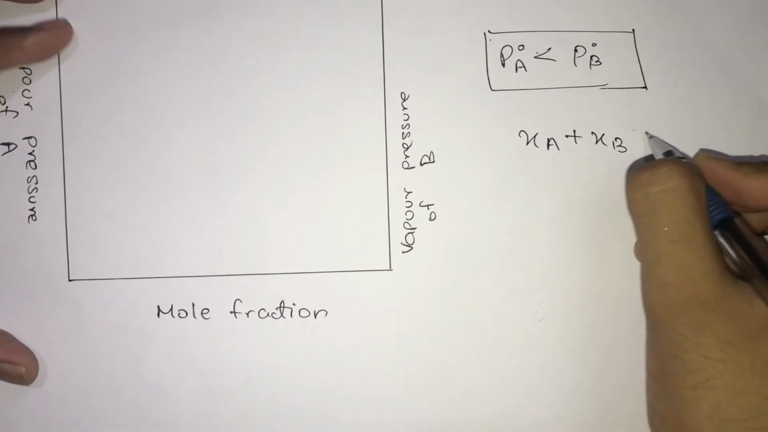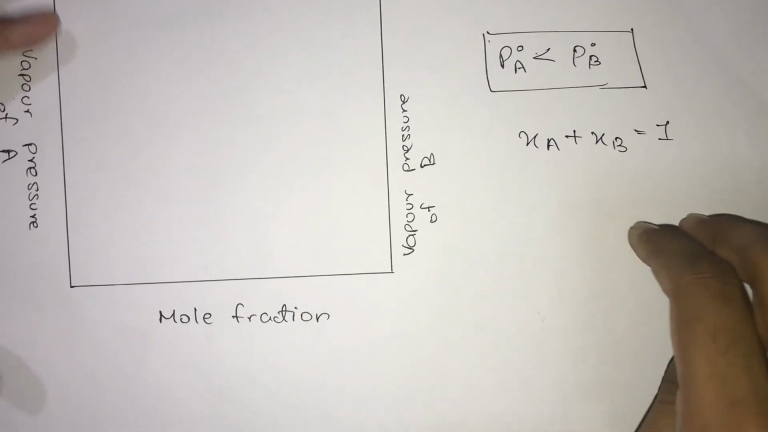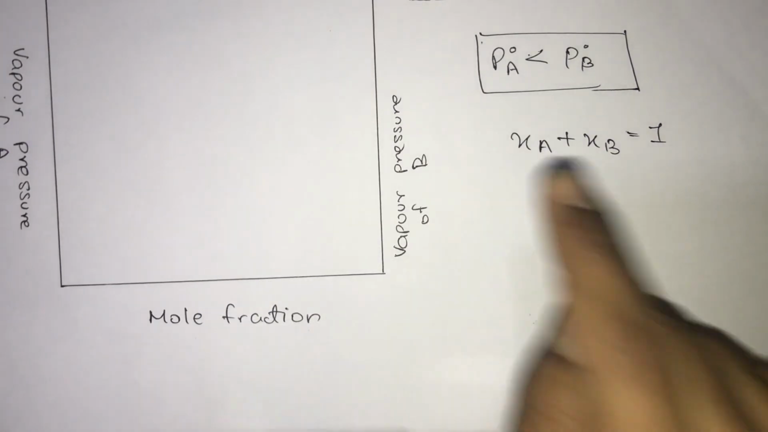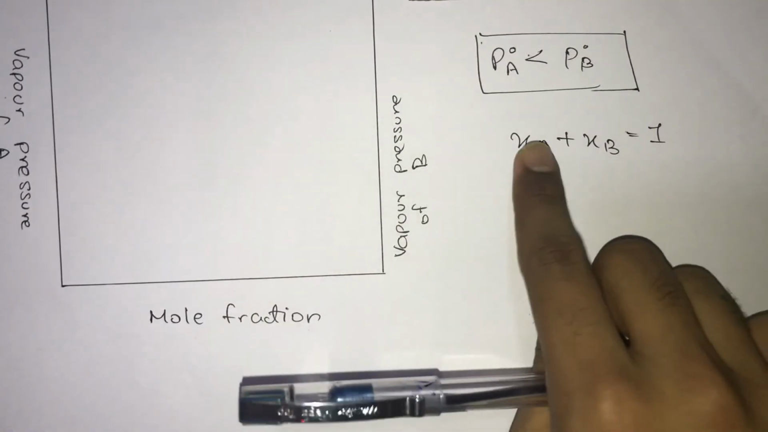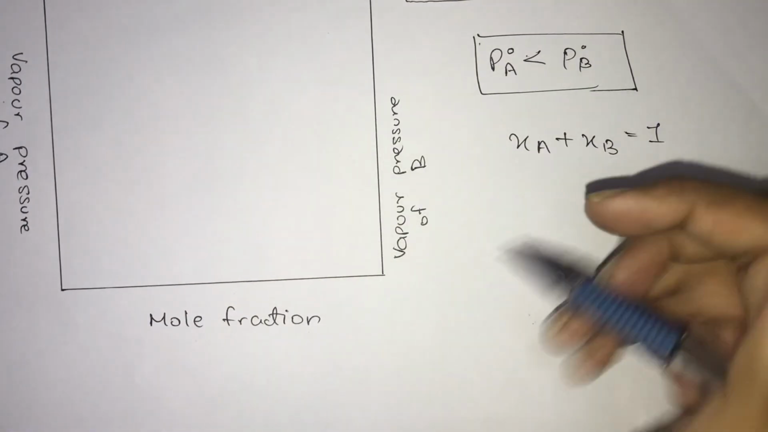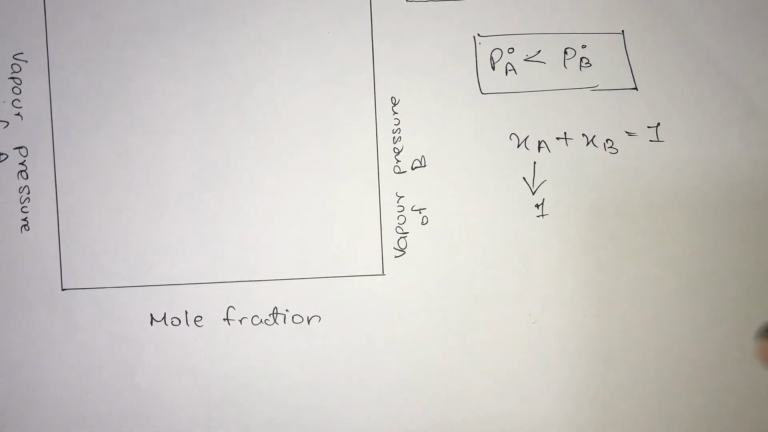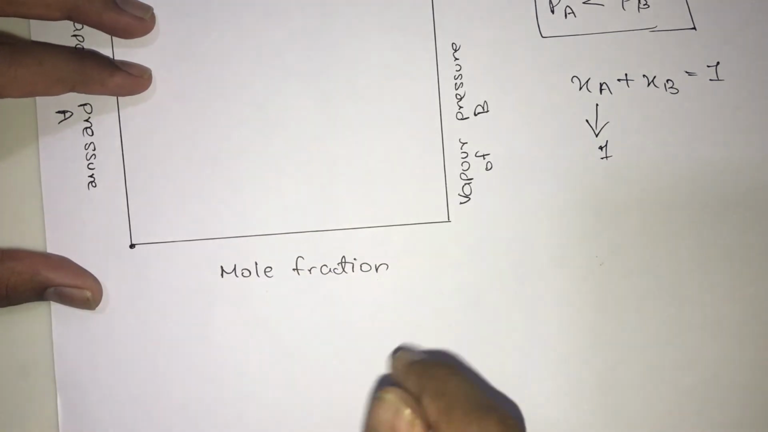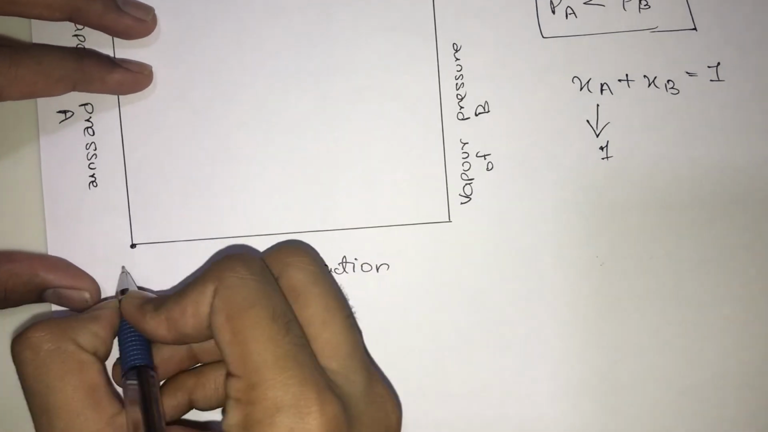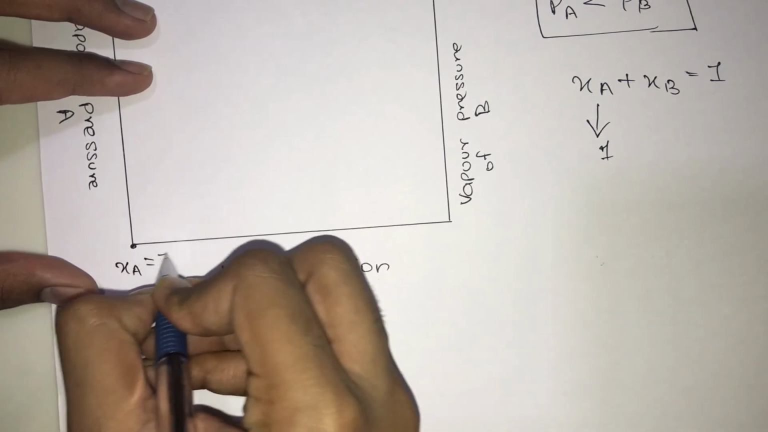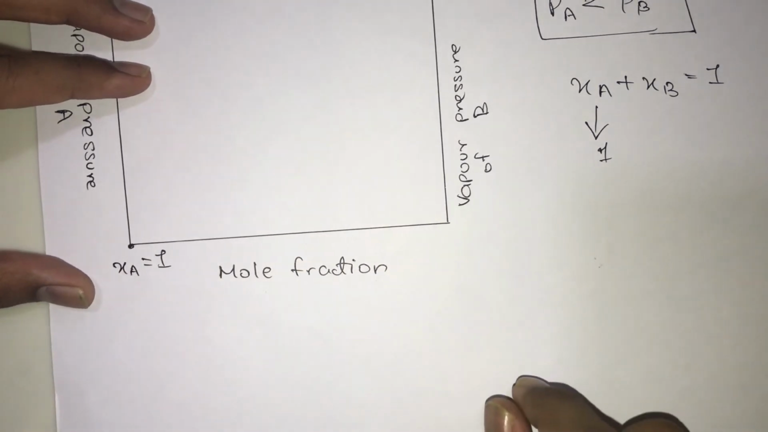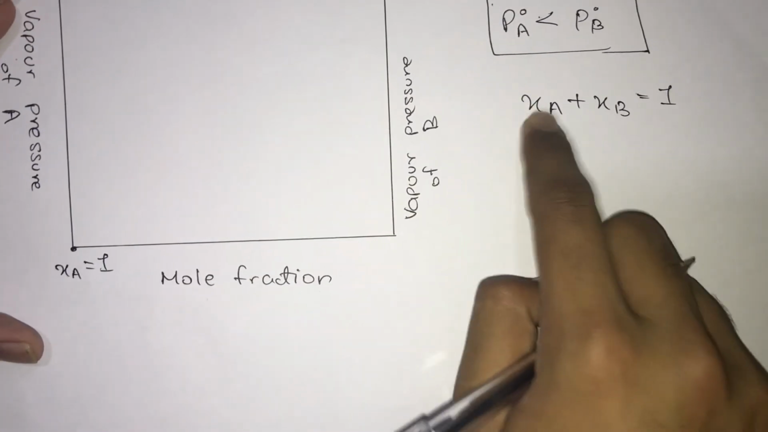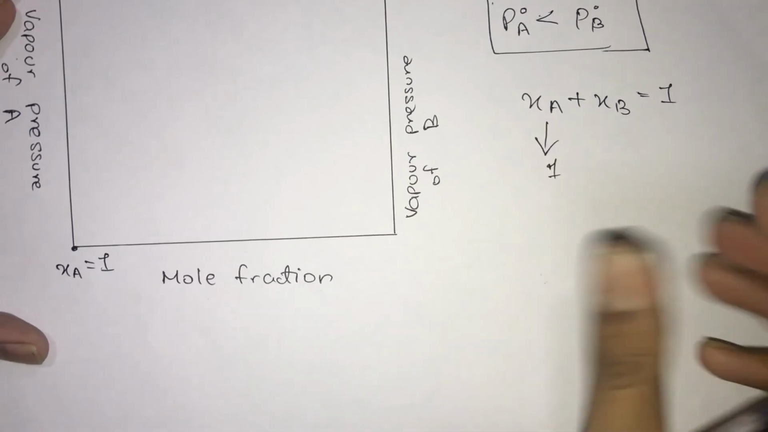Now, you must be knowing this equation: mole fraction of A plus mole fraction of B is equal to 1. So with the help of this equation, if I ask you one question, what is the maximum possible value of mole fraction of A? Then it is obviously 1. So on this leftmost side of the x-axis, we are going to assume that mole fraction of A is 1, and obviously if mole fraction of A is 1, then by substituting the value of XA as 1, you are going to get the value of XB as 0.